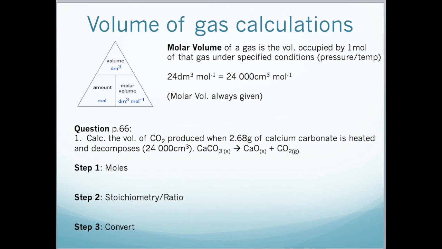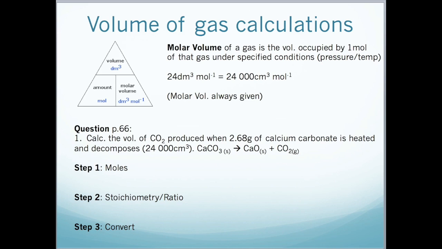So the pressure and temperature will have to be specified. Generally, 24 cubic decimeters per mole is equal to 24,000 cubic centimeters per mole. And we will always be given a molar volume, because that will differ depending on the pressure and temperature conditions we have.